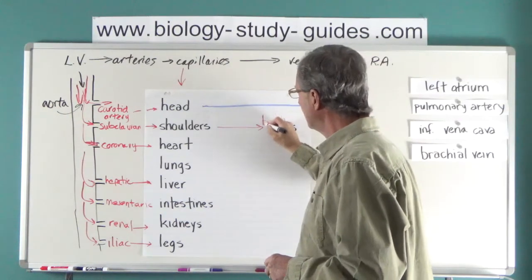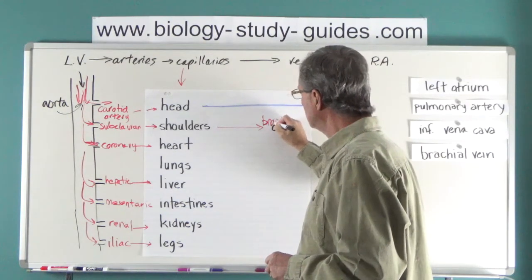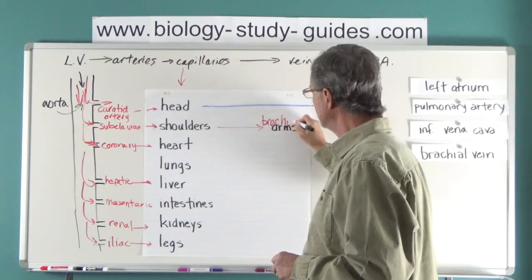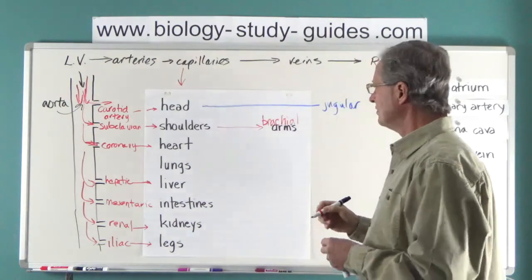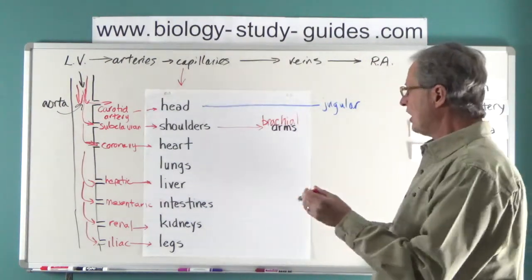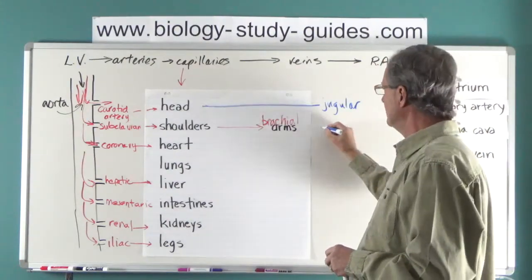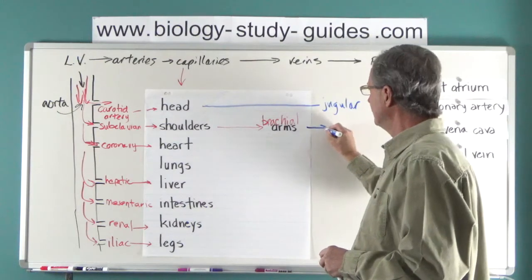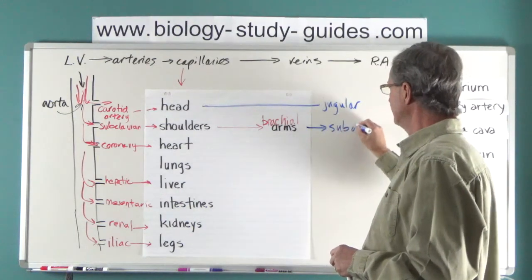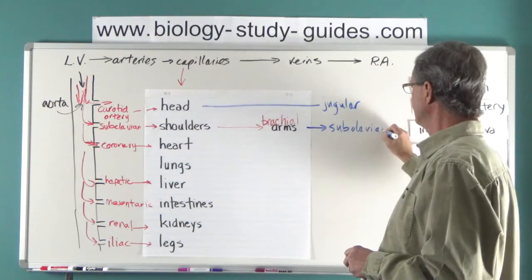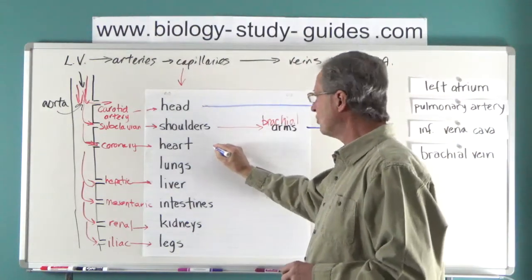It might not show up. The brachial artery goes to the arms, and from the arms goes through the brachial vein back into the subclavian. So we can just put subclavian here. The heart, we have a coronary vein.